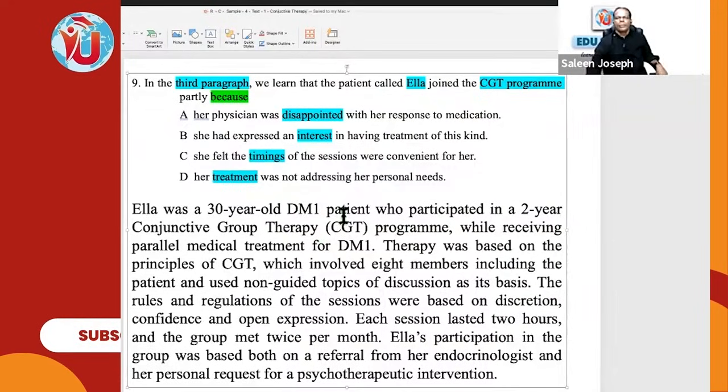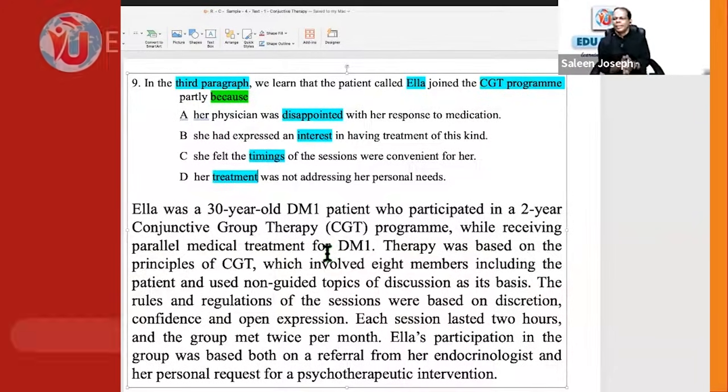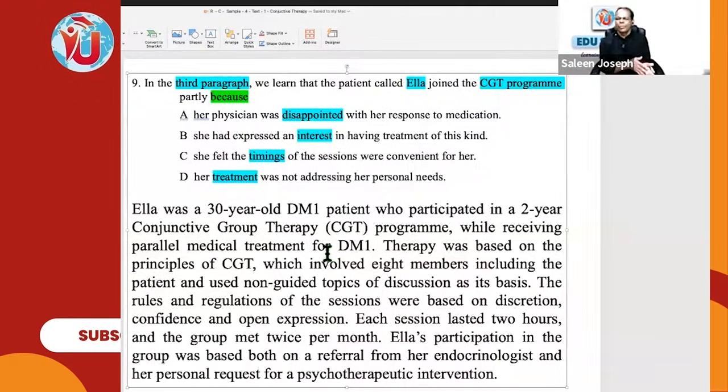Ella was a 30-year-old DM1 patient who participated in a 2-year conjunctive group therapy program while receiving parallel medical treatment for DM1. Okay, here CGT and medical treatment are going hand in hand. What does that topic sentence tell you? Treatment is going on, so the doctor was not disappointed. Even option D, that her treatment was not addressing her personal needs: if it was not addressing her needs at all, she'd have stopped the treatment, right? But this is going hand in hand. Actually, if you understand this topic sentence, you can eliminate A and D. But let's go on.